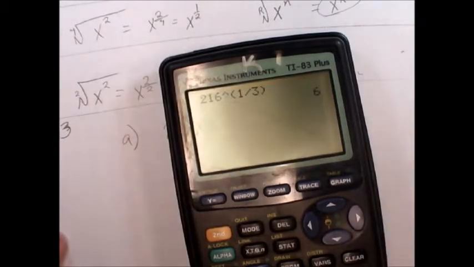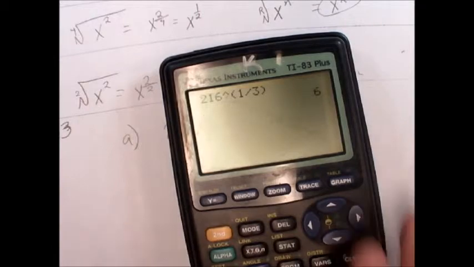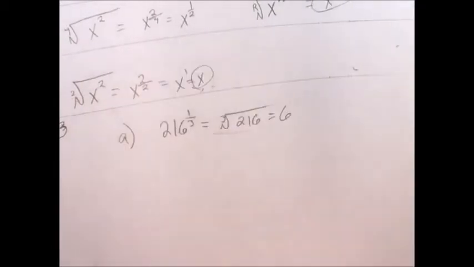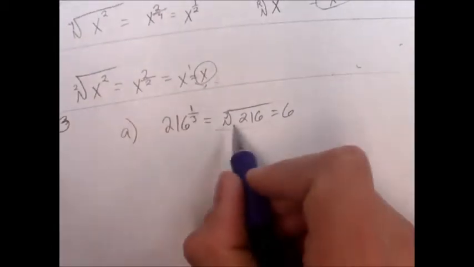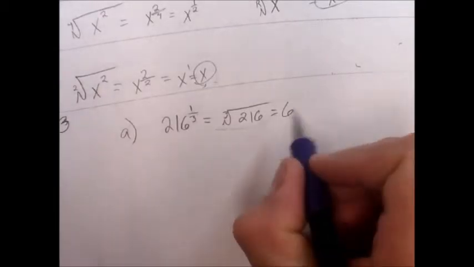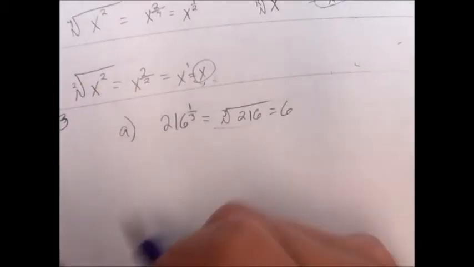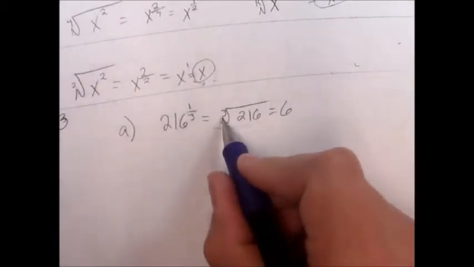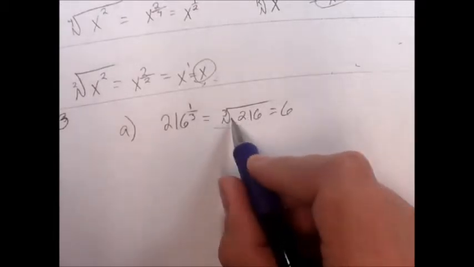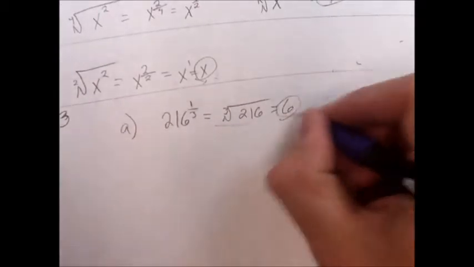Because your calculator only gives you a positive answer here, unless you specifically put stuff in parentheses in a certain way. You have to be careful. You still have to know, is this answer going to be positive and negative, or is it going to be just positive or just negative? Because this is an odd root, and this is positive, it's going to be positive. Okay?